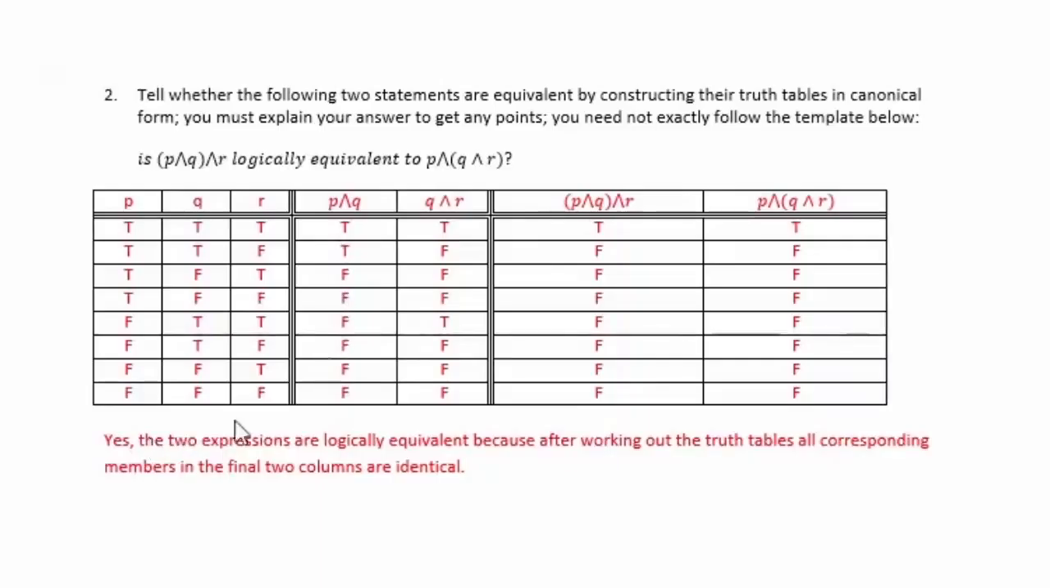So then how do we answer this? Well, we're going to say they're both logically equivalent because after working out the truth tables in canonical form, all corresponding members in the final two columns are identical. So because these two columns represent the original expressions and they are identical, first two being true and the rest of those being false, we know that these two expressions are always going to be the same, and therefore they're going to be logically equivalent.